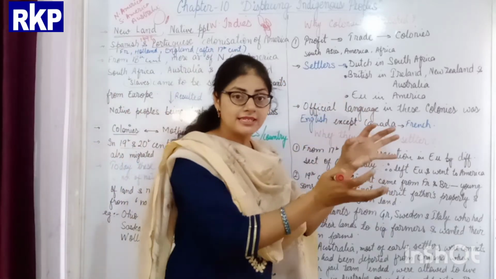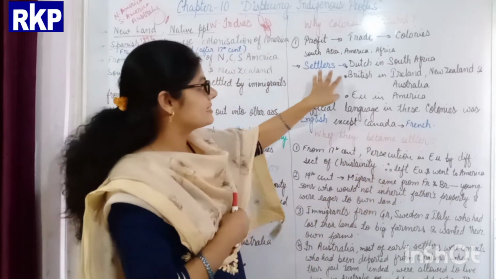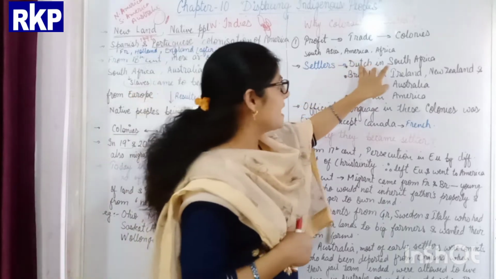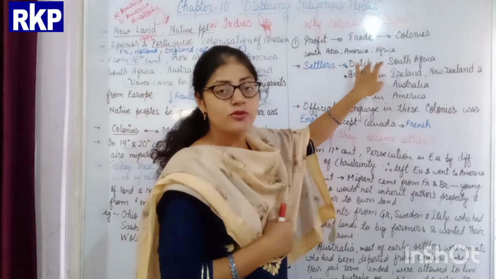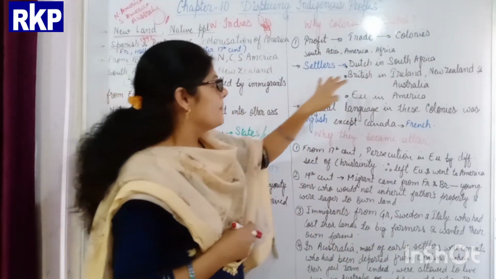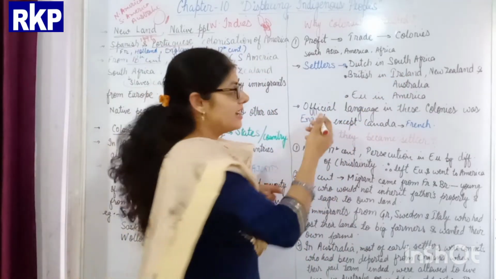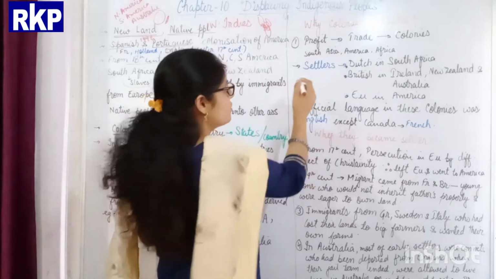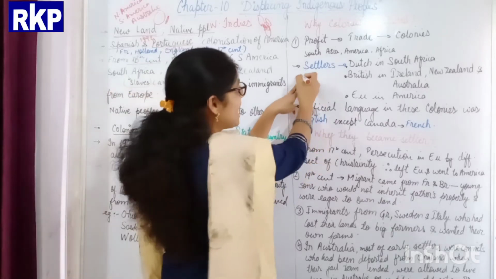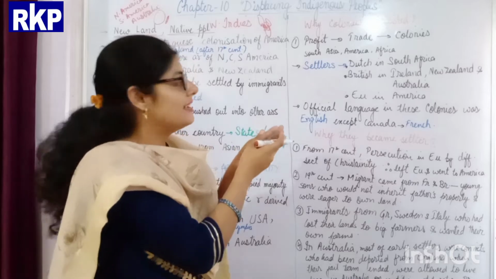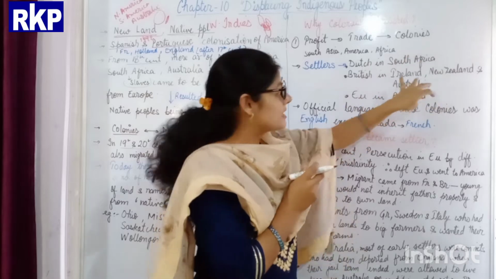These new immigrants, Europeans, when they go to these lands and get settled over there, are called the settlers. For example, the Dutch in South Africa. The Dutch got settled in South Africa, so the Dutch were said to be the new settlers of South Africa. British in Ireland. In 10th standard, you have seen that the UK is the combination of Scotland and England, as well as Ireland, which is an island at the side of Britain, which also came under the Britishers' rule.